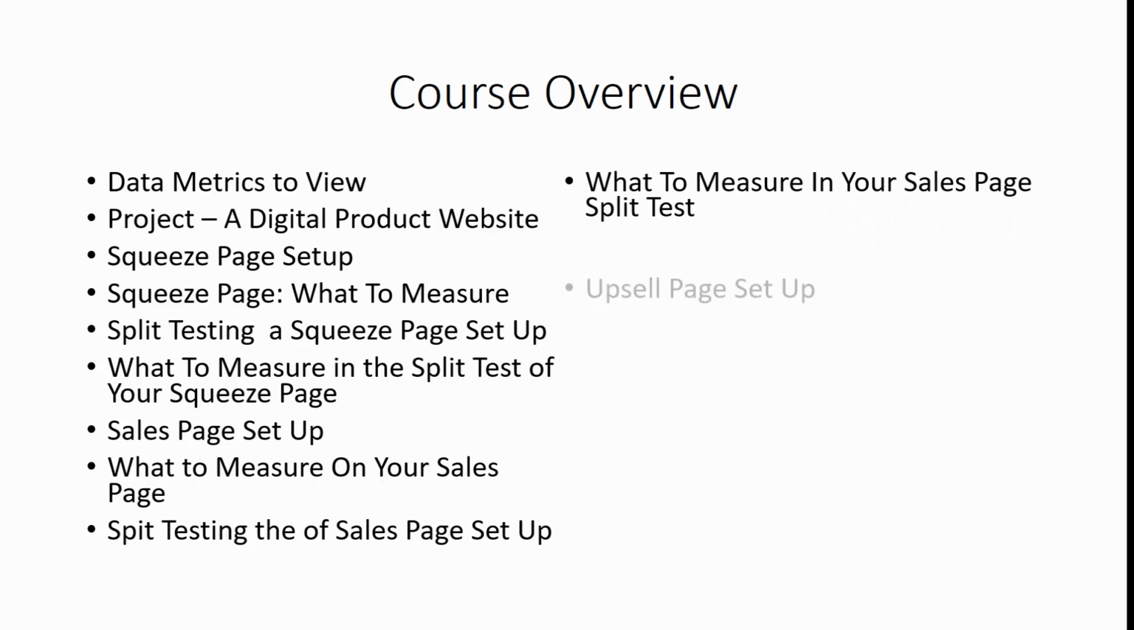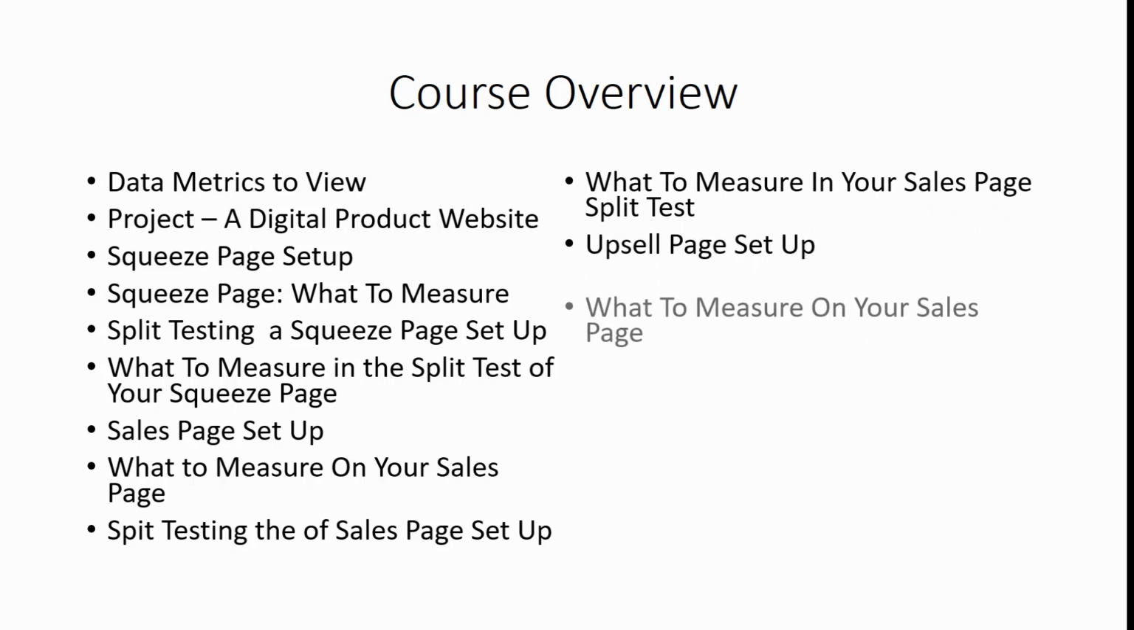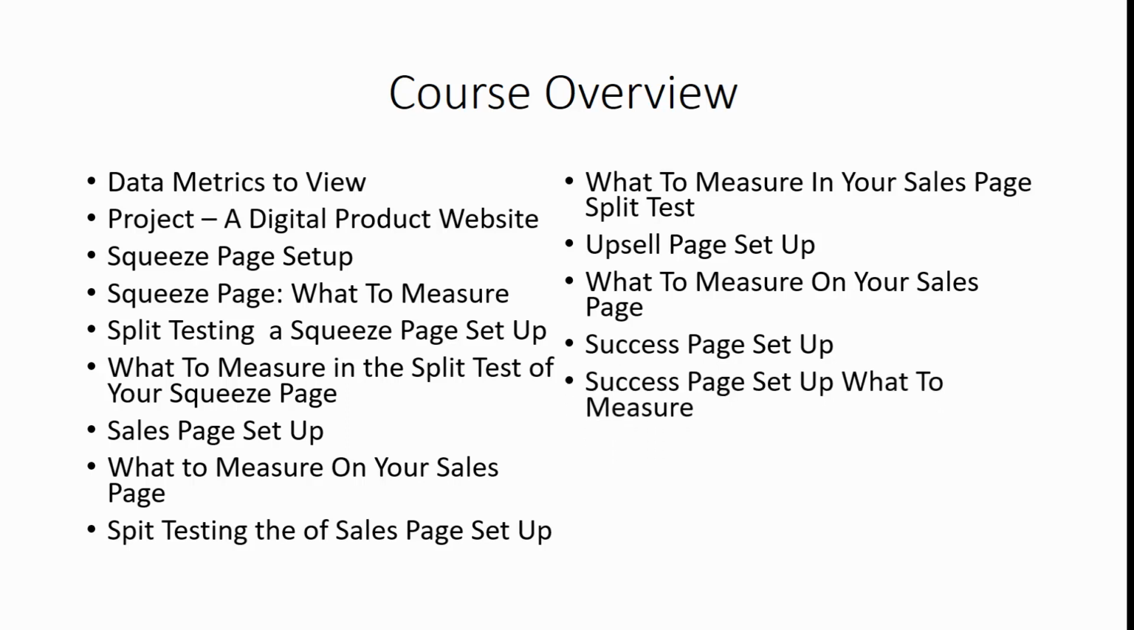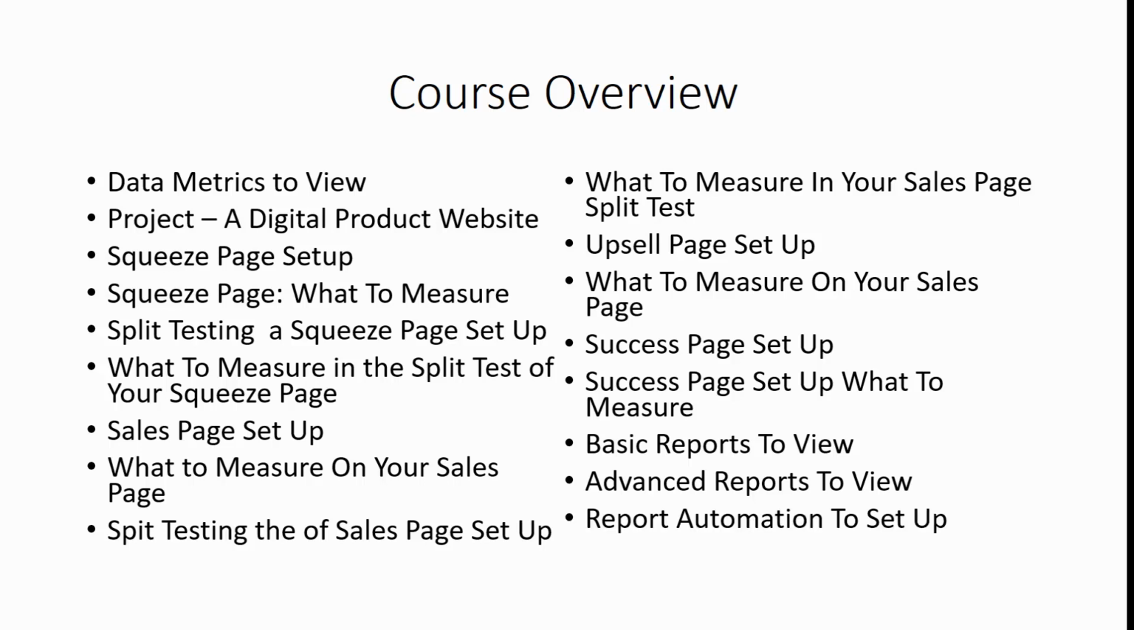of your split test. We're then going to move on to the upsell page, and then we're going to talk about what to measure when you're talking about your upsell page. And then we're also going to talk about the success page, and we're going to talk about what to measure on that success page. Finally, we're going to talk about basic reports that you can then set up, advanced reports you can set up, and then we're going to talk about some automation that you can set up so that you can determine what is happening on your site.